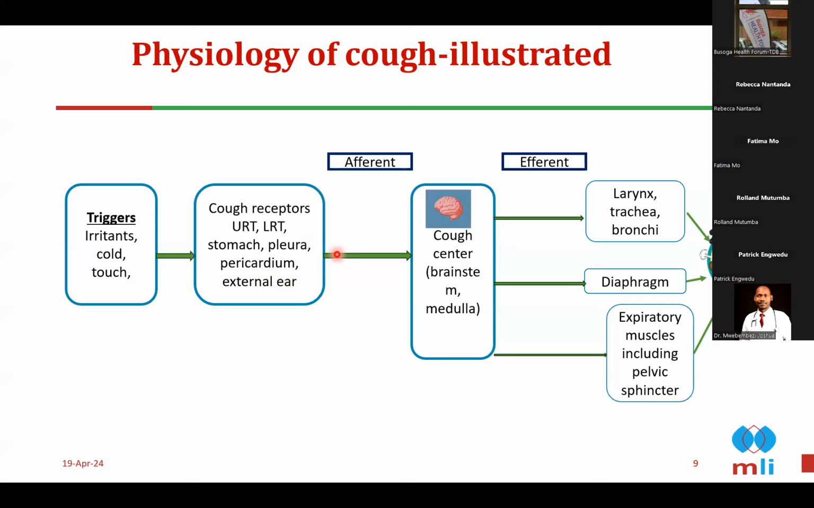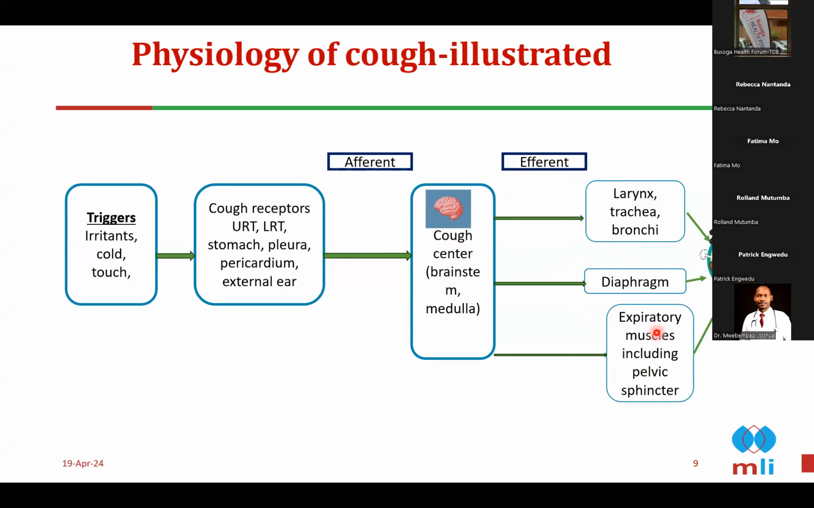And these impulses that go to the cough center are what we call the afferent nerves within the brainstem and the medulla. And then after processing this information, the information comes back through the efferent nerves. It's usually the vagus nerve, the phrenic nerve to the diaphragm, as well as the spinal cord nerves. And for the vagus nerve, the information is sent to the larynx, the trachea, and the bronchi. And then for the phrenic nerve to the diaphragm.